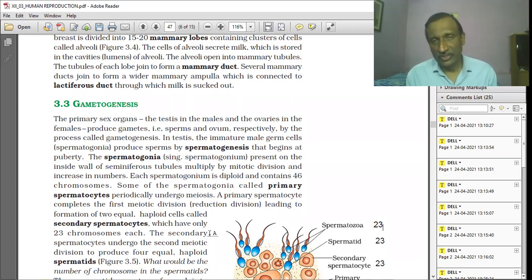The female reproductive system has several functions, and those functions are the production and secretion of ova, production and secretion of the female reproductive hormones, then the fertilization, then implantation, then gestation, then birth, and then taking care of the newborn, that is by nursing. Okay. Now the next topic is gametogenesis.